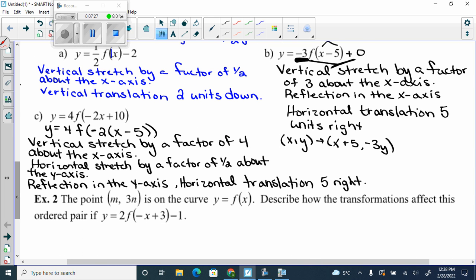So I go do mapping, my x, y. What's in here affects my x. Anything that's not in there affects my y. So my x is going to be multiplied by not -2, it's going to be multiplied by -1/2 x, and then we're going to add 5. We're going 5 right. And then my y is being multiplied by 4y.